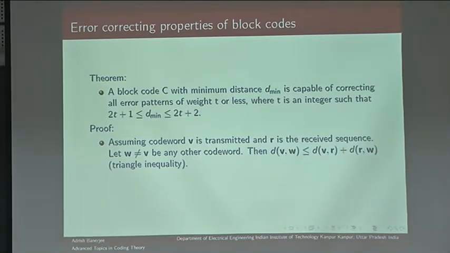Now, we are going to prove that a linear block code with minimum distance D min can correct T errors, where T is given by this relation. So, how do we prove it? Let us assume code word V was transmitted and what you received is sequence R. Let us assume there is another code word W, which is not the same as V, to be any other code word. Now, from the triangular inequality, we know the Hamming distance between V and W is less than or equal to the Hamming distance between V and R plus the Hamming distance between R and W.